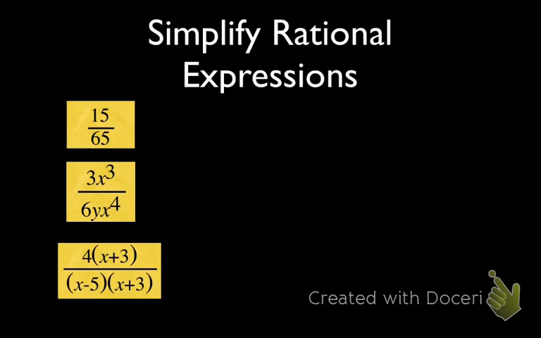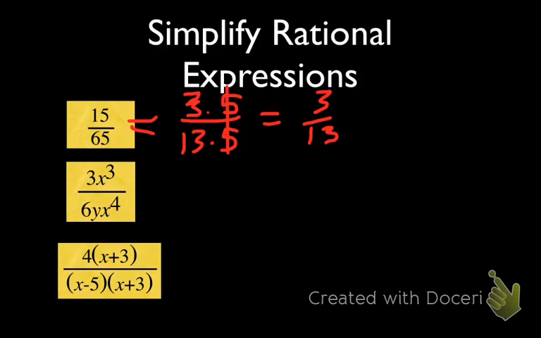Okay, so I'm going to factor the top, factor the bottom. 15, when I factor that, is going to be 3 times 5. 65, when I factor that, I think is 13 times 5. You can check me, but I think that's right. So I have 3 times 5 divided by 13 times 5. And right here, I know that 5 divided by 5 is just 1. So the 5's go away, and I'm left with just 3 divided by 13.